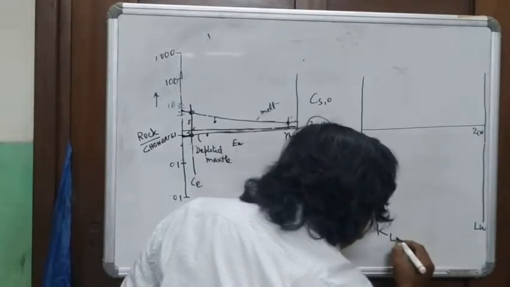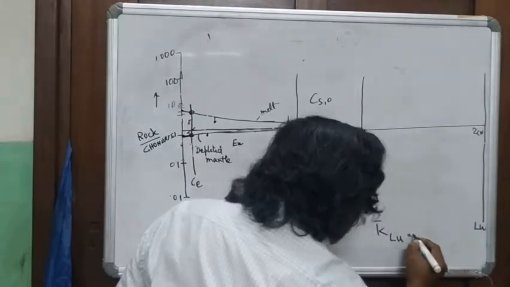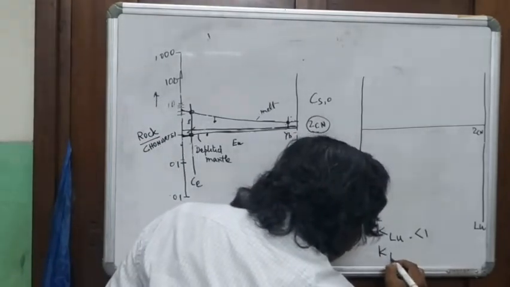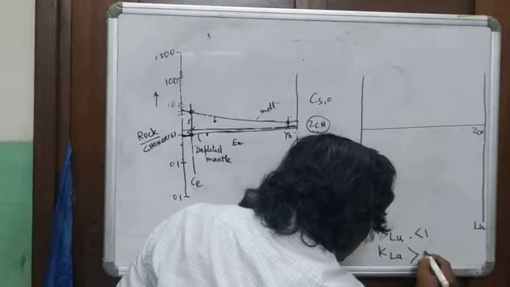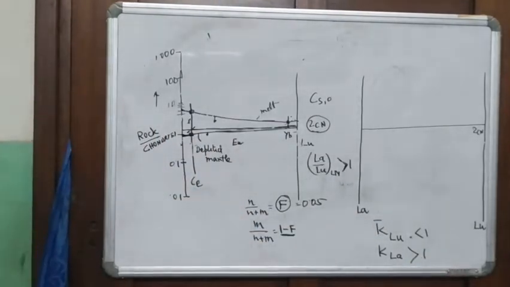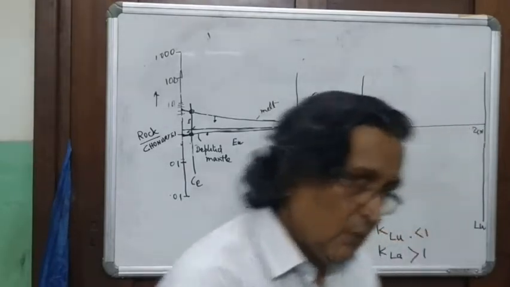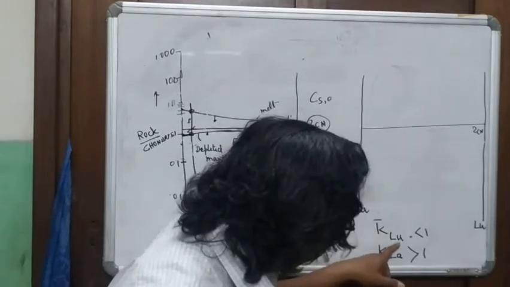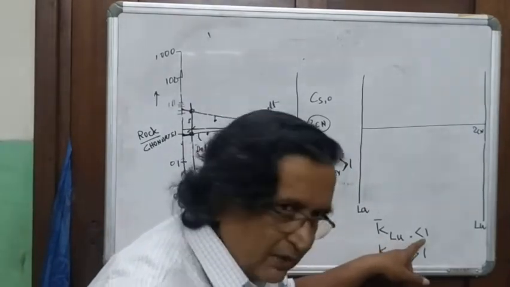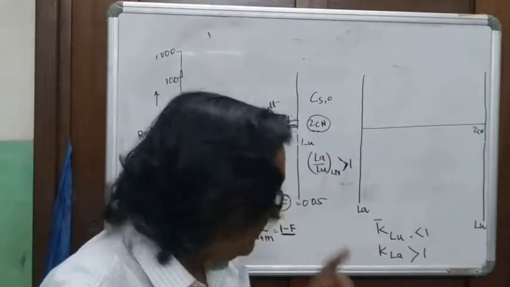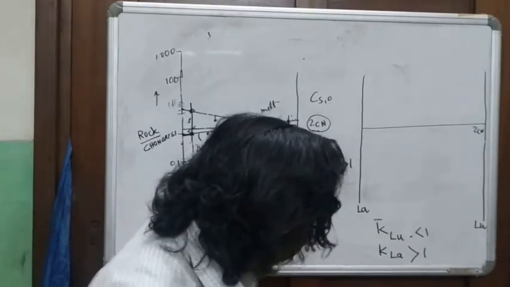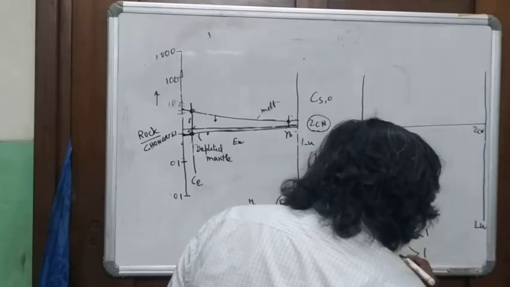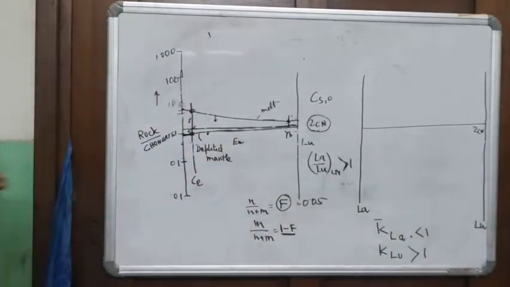I asked you to keep that diagram. K of Lu will be less than 1. But K of lanthanum of that high pressure garnet should be greater than 2. Have you understood? Tell me, have you understood? The partition coefficient of lutetium should be less than 1. I gave you the table before. I asked you to get a printout. But partition coefficient of lanthanum is less than 1 and partition coefficient of lutetium is greater than 1.